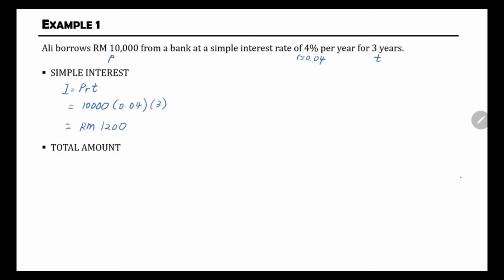And then find the total amount. Total amount is given as S equal to P(1 plus RT). P is 10,000 ringgit, R is 0.04, and T is 3 years. This gives a sum of 11,200.